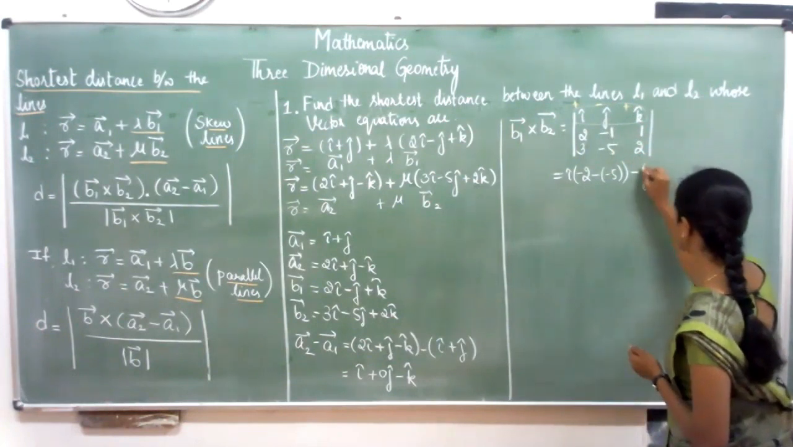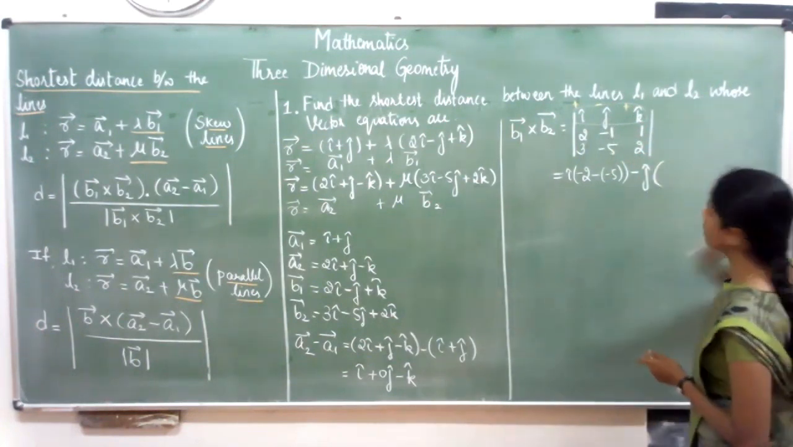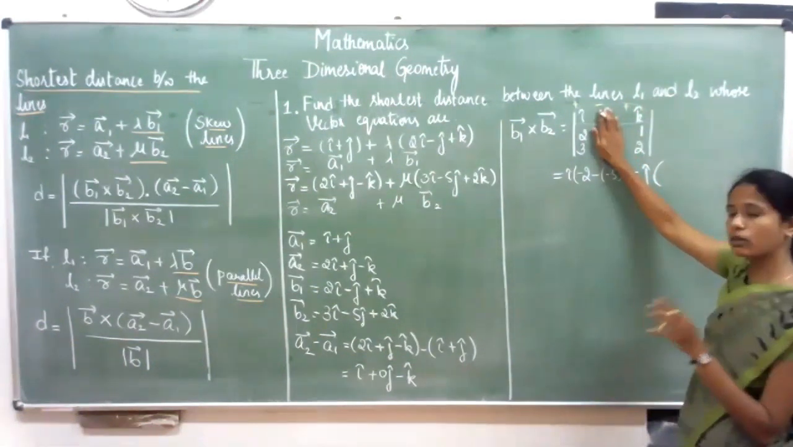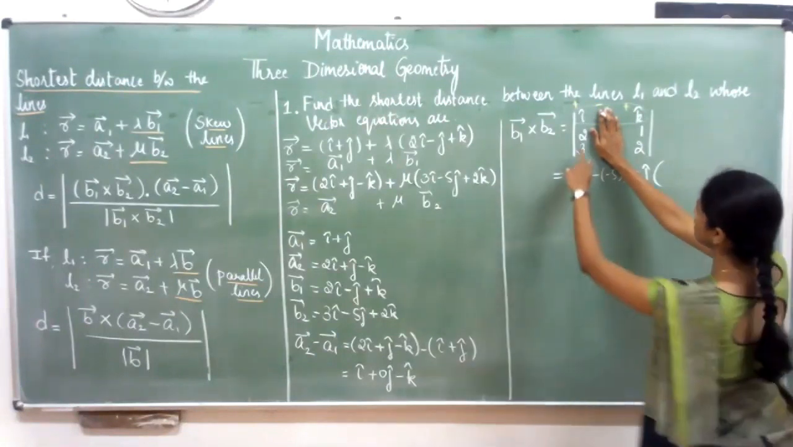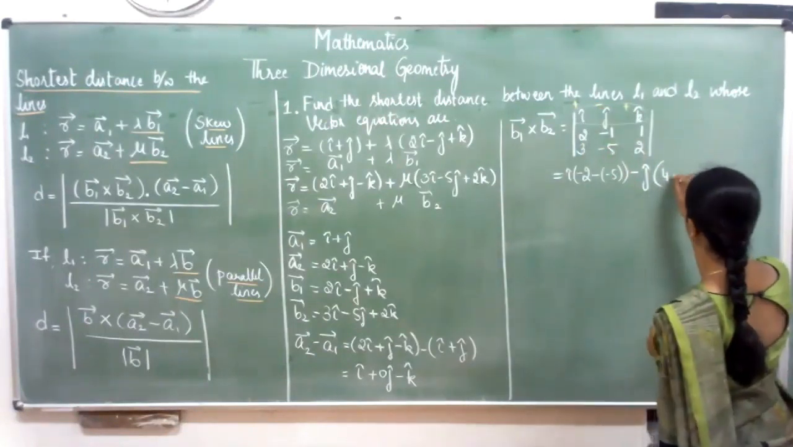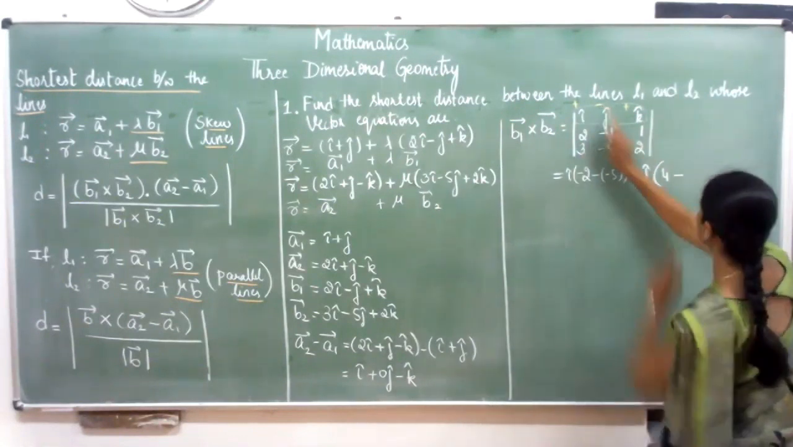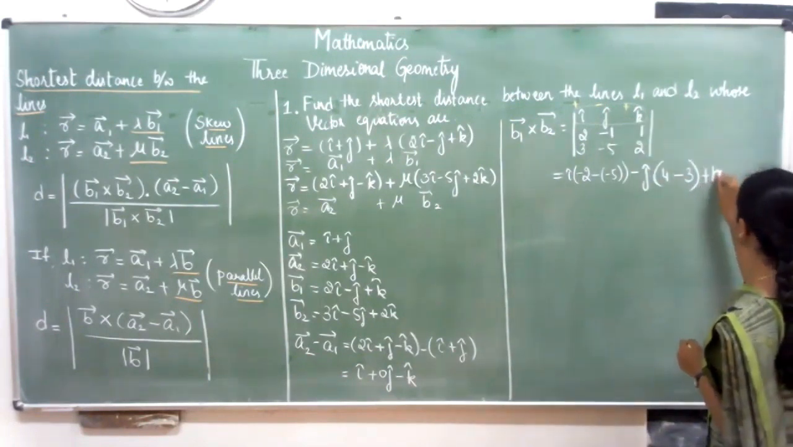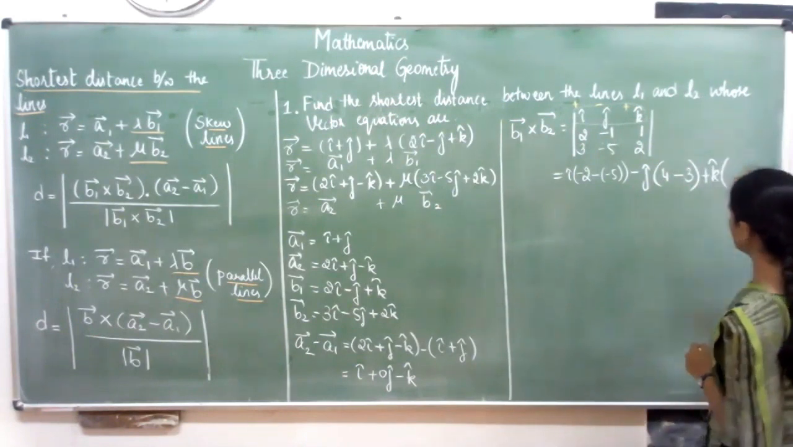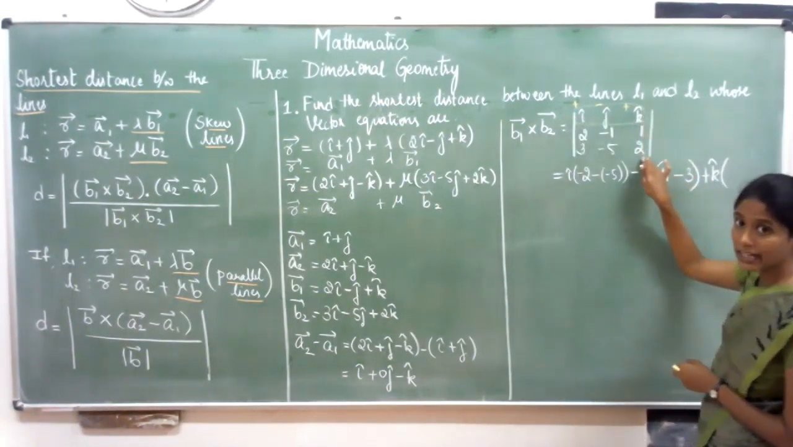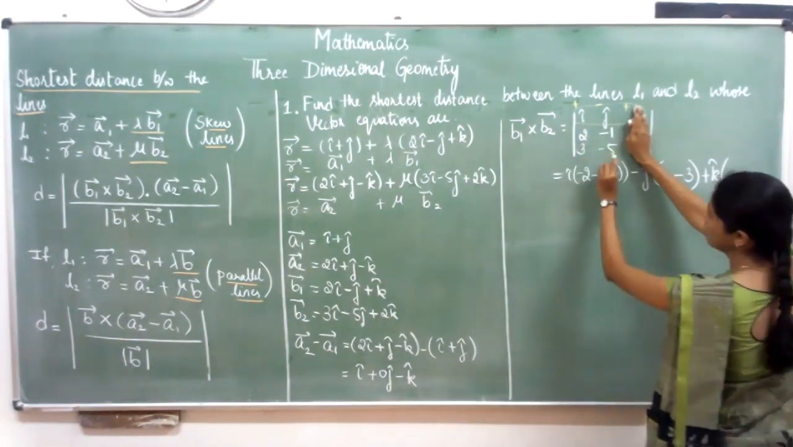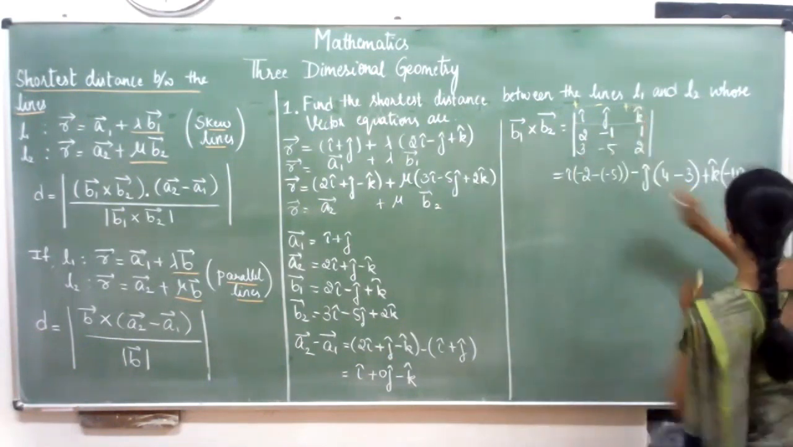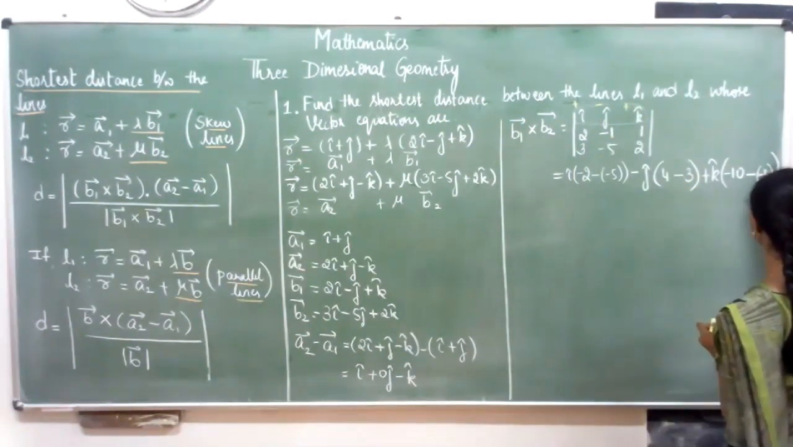Next we have the second term, j cap into, now neglecting again the first row and the second column. The corresponding row and column should be neglected. So next it is 2 into 2, which is 4, minus 3 into 1, which is 3. Okay, next we have plus, the third component is k cap into, now neglecting the first row and the third column. So we get 2 into minus 5, which is minus 10, minus 3 into minus 1, which is minus 3.